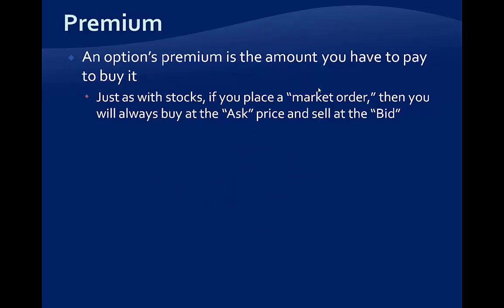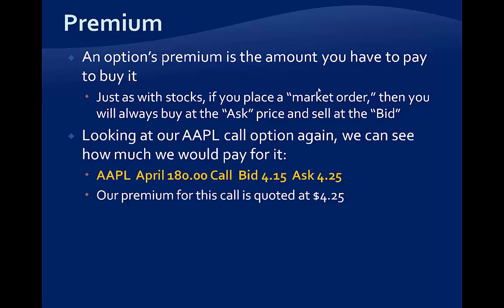An options premium is the amount you have to pay to buy the option. Just as with stocks, if you place a market order, then you're going to be buying at the ask price and selling at the bid. So you're going to get the worst of the two numbers. So looking at our Apple call option, we can see how much it would be going for, and we would have to pay for it if we buy that Apple April 180 call at an ask price of $425. If we were to just pay the asking price, quoted at $425, that's our price.